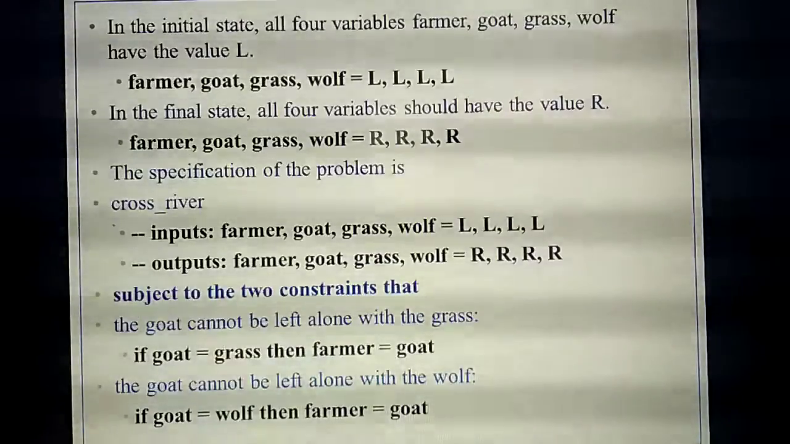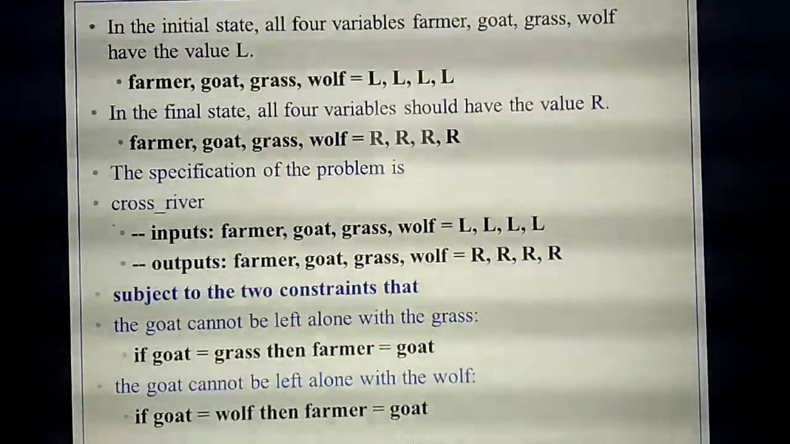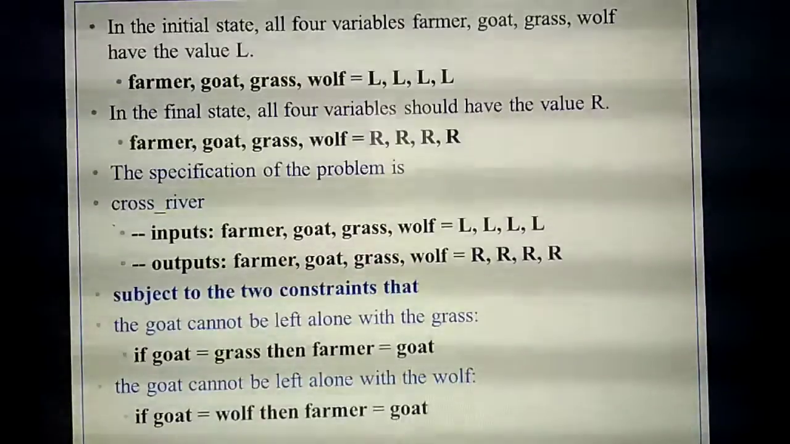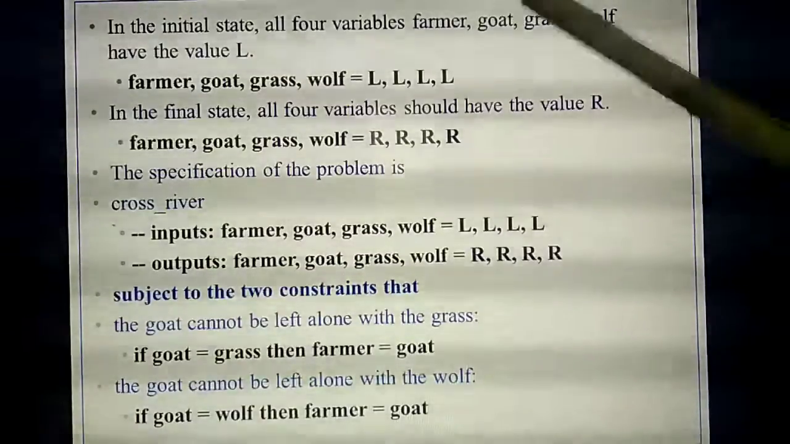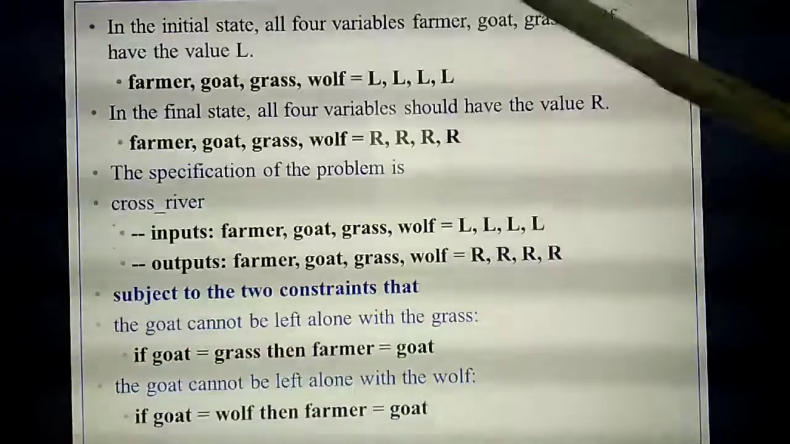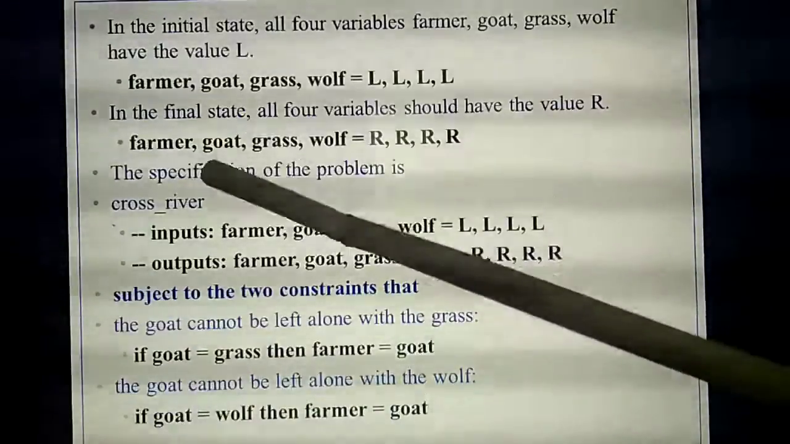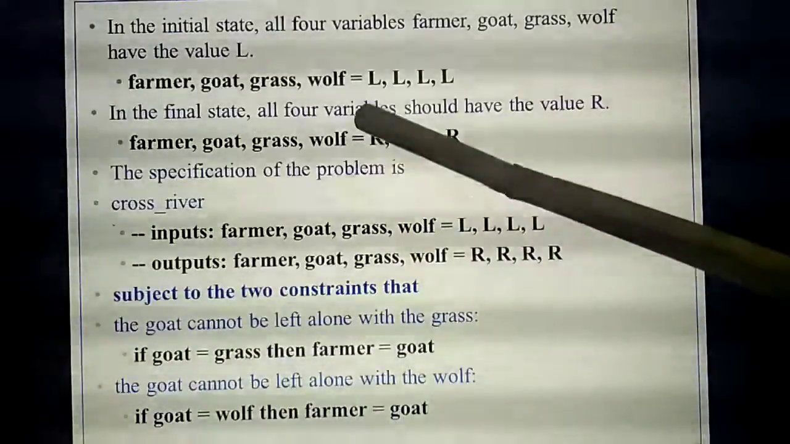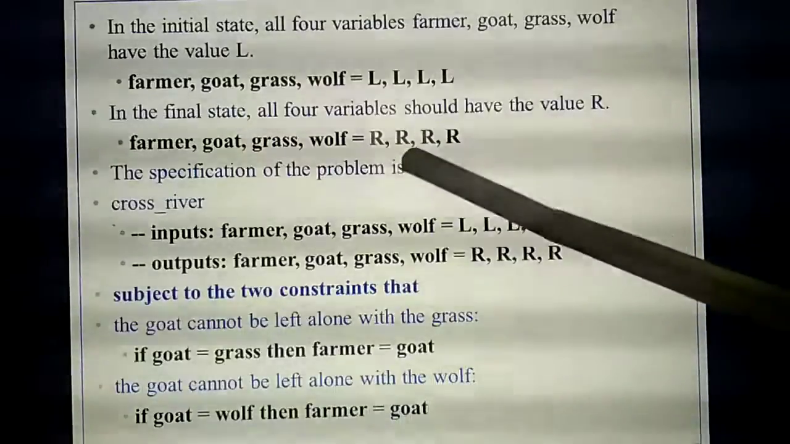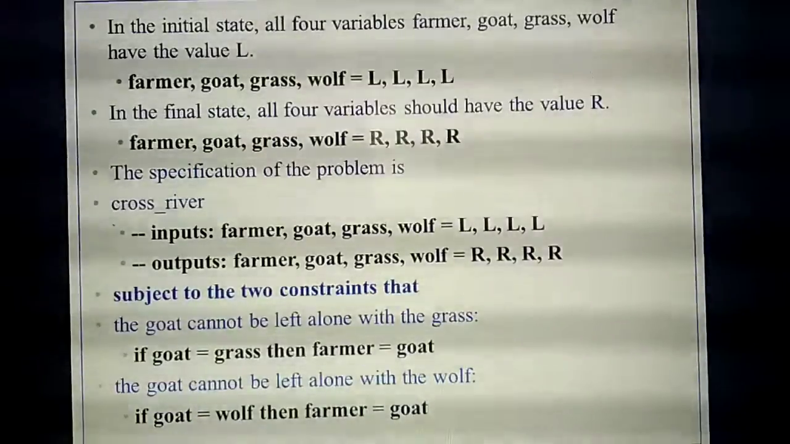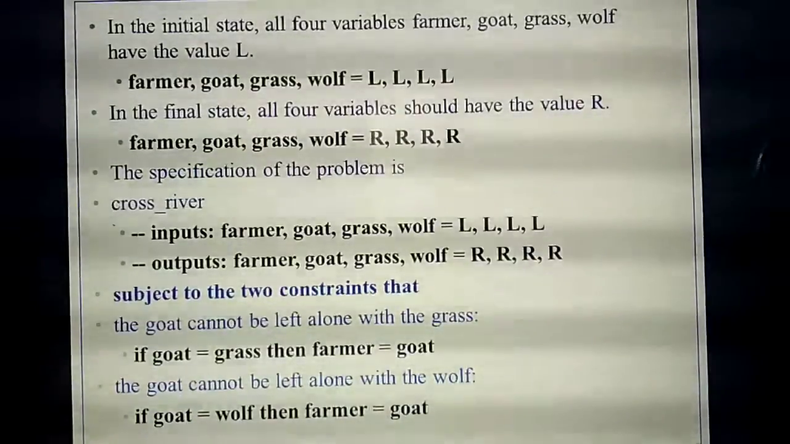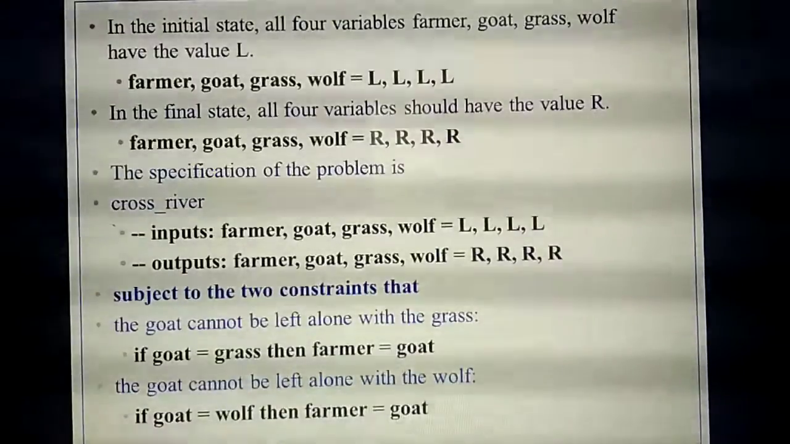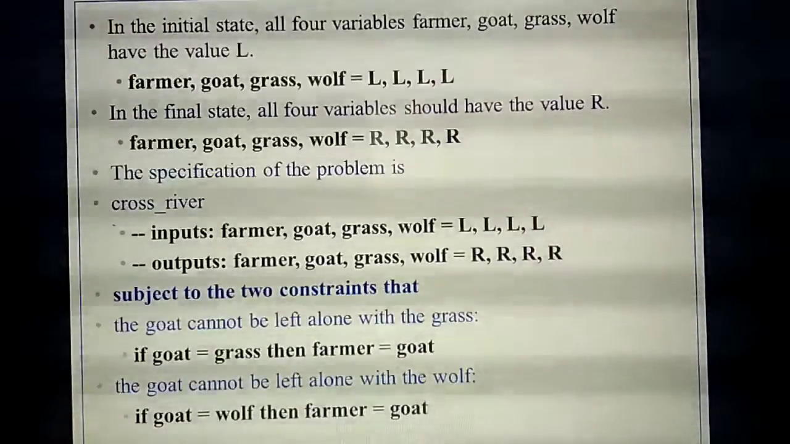Then the final state. At the end they need to stand on which side? Right side. So for the right side you give the value R. Farmer, goat, grass and wolf, at the final state they need to stand on the right side. So R, R, R, R. Understand? Next you are going to write the specification for this problem.